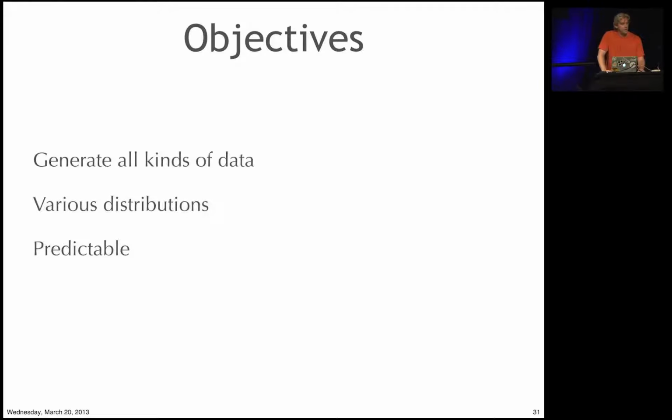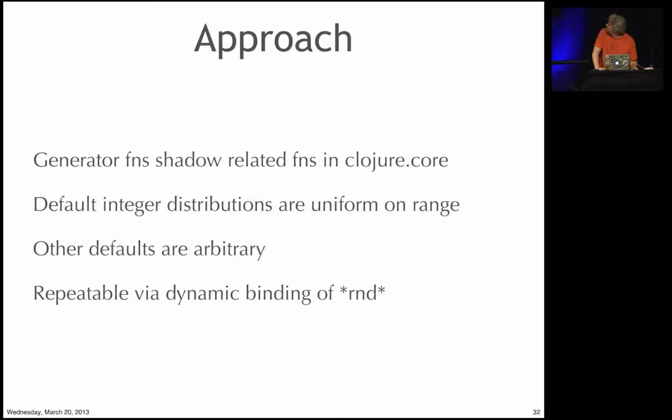You want to be able to have various distributions, so you don't want to have just uniform distributions, although I'm a statistics wimp, so I often use uniform distributions. You want it to be predictable. So the big deal here is that you want to have random engines that you can seed in such a way that you can go back and say, I want to do this again exactly like I did it before. So the implementation approach for this is that the generator functions in Clojure data.generators shadow functions with similar names in clojure.core. So there's a function named long that makes longs. There's a function named short that makes shorts, and so on. And the default integer distributions are uniform on range, right?